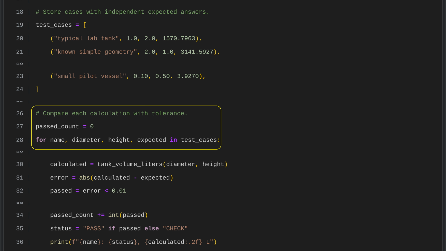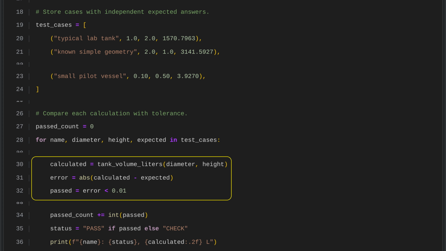The process begins by setting a counter for successful tests to 0. It then goes through each test case and separates its key details, including the name, dimensions, and expected result, so each case can be checked individually. The test calculates the tank's volume from its diameter and height, then compares that result with the expected volume. It measures the absolute difference as the error, and passes the test if that error is less than 0.01.